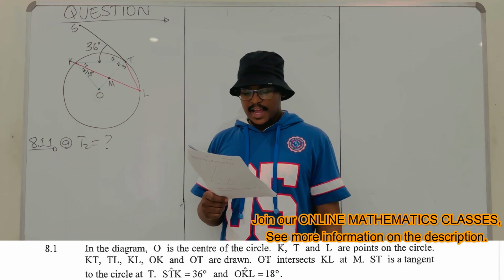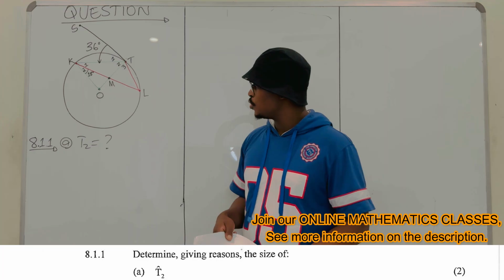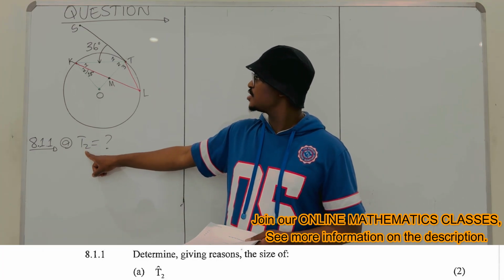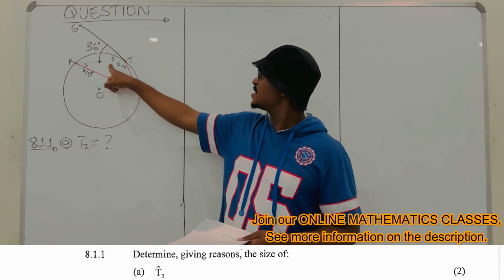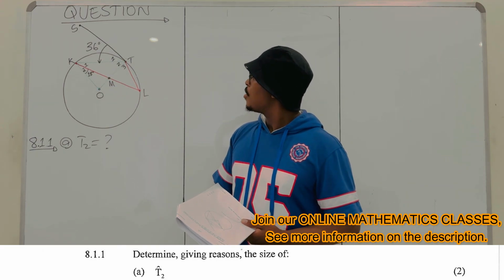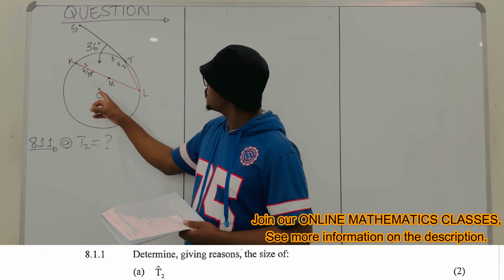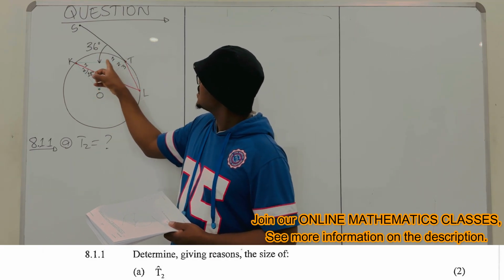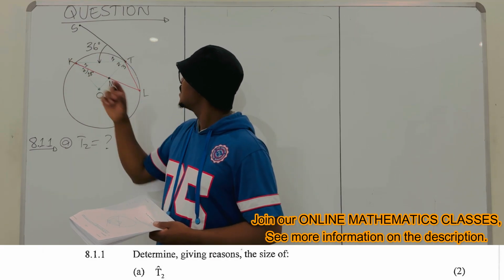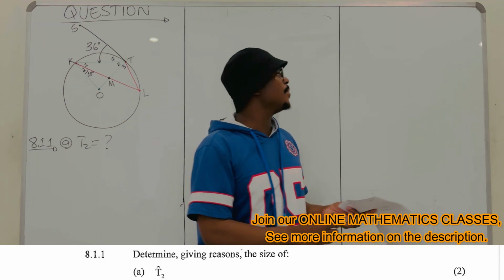They are saying at 8.1.1, determine, giving reason, the size of T2. So they want us to find the size of T2. Where is T2? T2 is this angle over here. So they want us to find T2. How do we find T2? So T2 is between OT and TK, right? No problem. So in order to know what T2 is, this is what you need to remember.